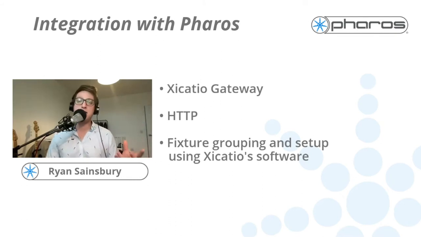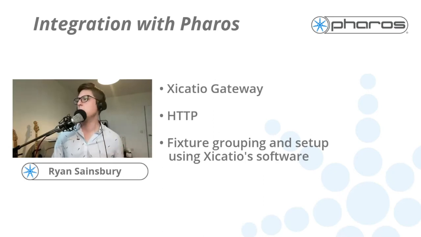The configuration of the Xicato system, specifically the grouping of fixtures, needs to be done in the Xicato software. There will be an amount of commissioning that you will need to do in the Xicato software in order to get everything configured correctly. Once that's done, you can then go ahead and start programming in Pharos. And of course, I'll show you that a little bit later on in the session.